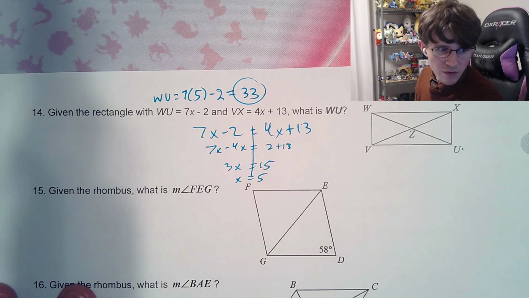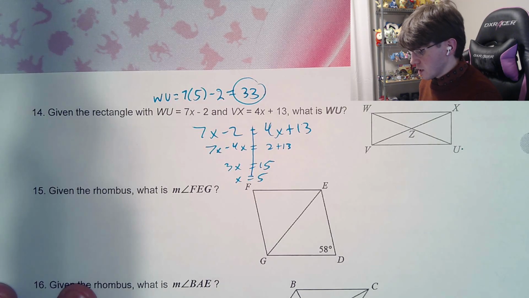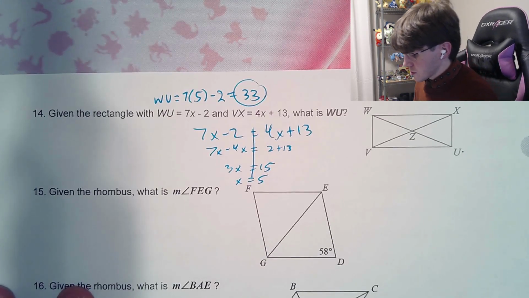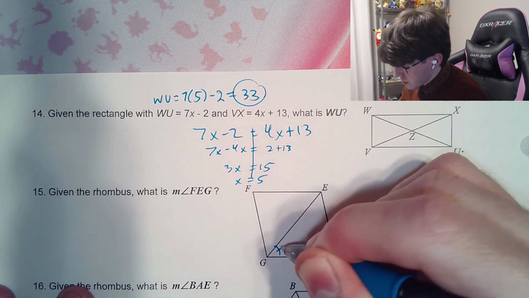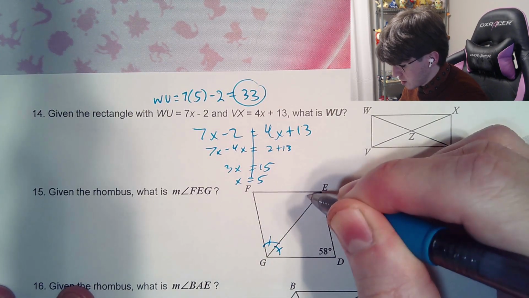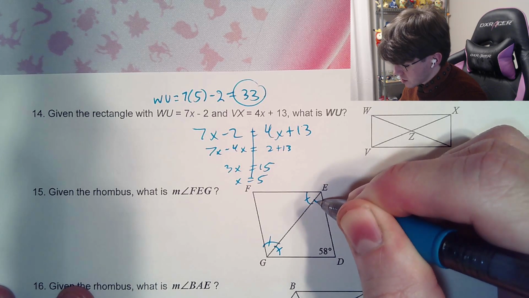Oh well. Given the rhombus, what is FEG? So one of the rules for a rhombus in general is that the angles are bisected, or in other words, this right here is the same as this one, and this one is the same as that one.